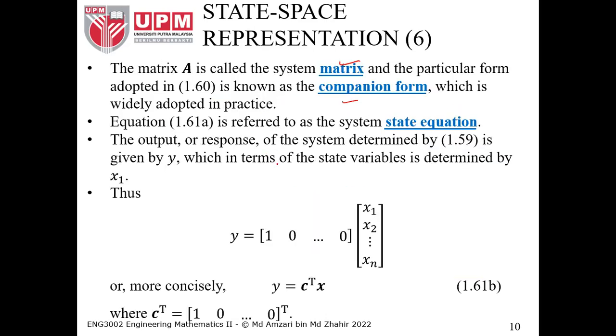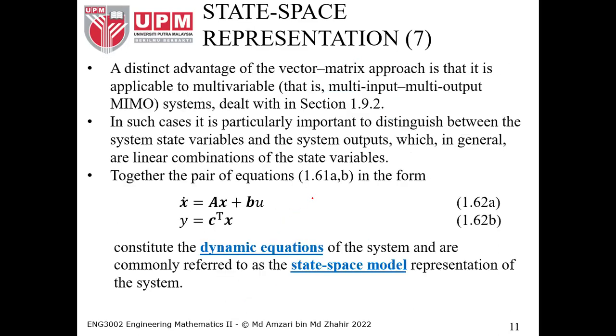And the output response of the system determined in 1.59 is determined by y, which is determined by x1. So y equal to [1, 0, 0] times x1, or we can see that y is equal to the transpose of c times x. So this is the transpose of c, which is this one. Okay, so you have two formulas here.